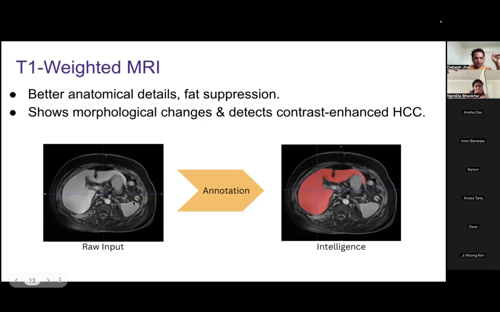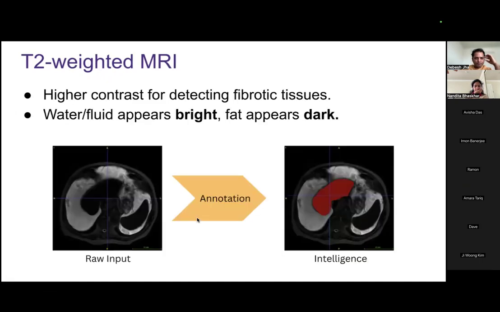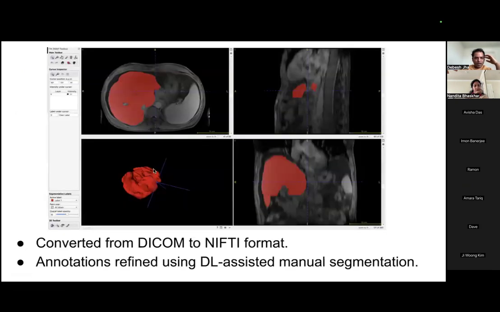T1 has this advantage, whereas in T2 you can see fluid. Here fluid appears bright and fat appears dark. This is used for higher contrast, and it is especially used for grading or detecting fibrotic tissue. So this is the annotation strategy for T2 weighted. And this is how we annotate slice by slice.